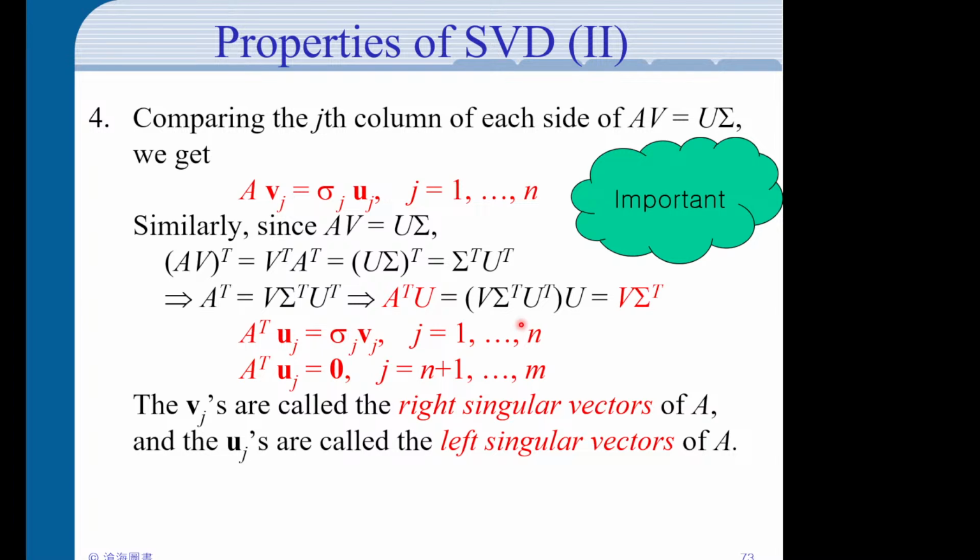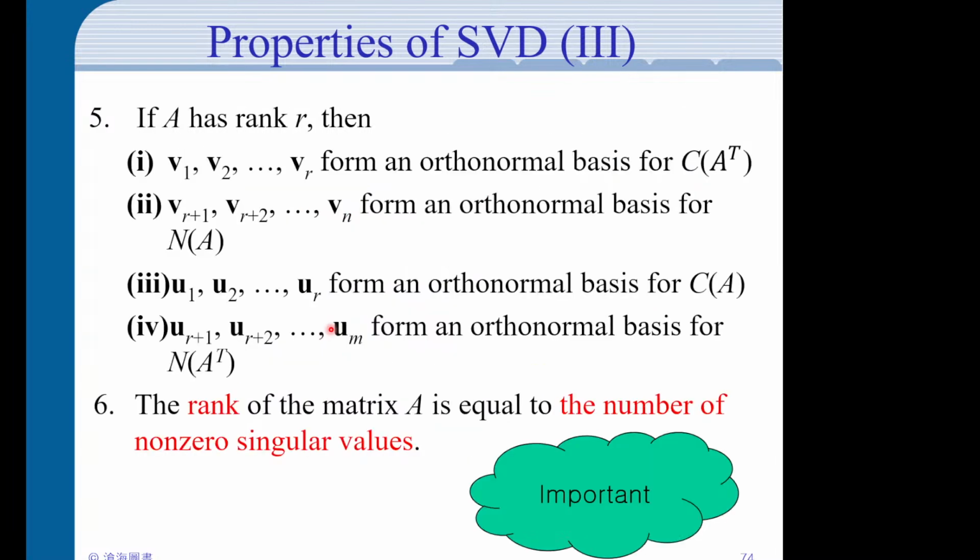So A transforms from V to U, and A transpose transforms back from U to V, with the same sigma. And the rank thing that we said about is a spoiler.